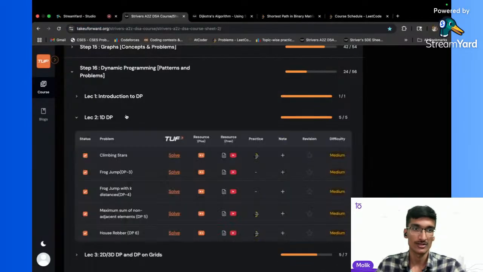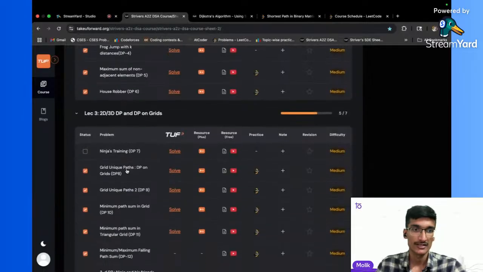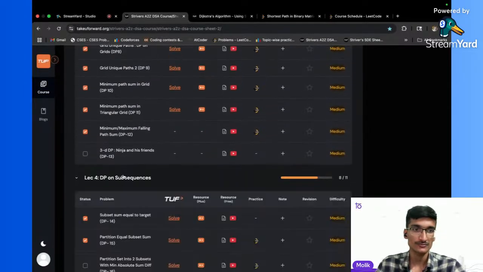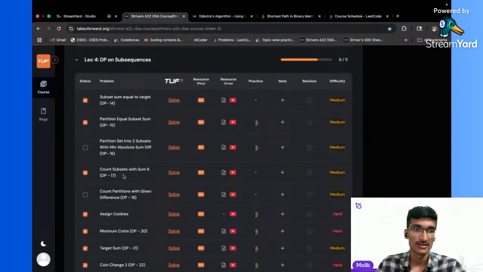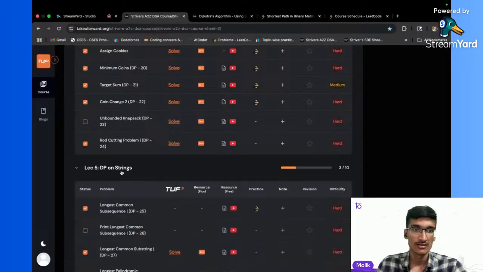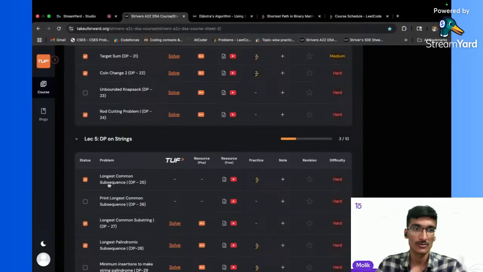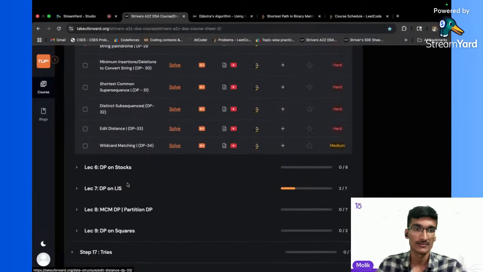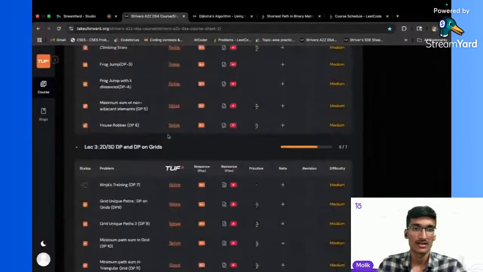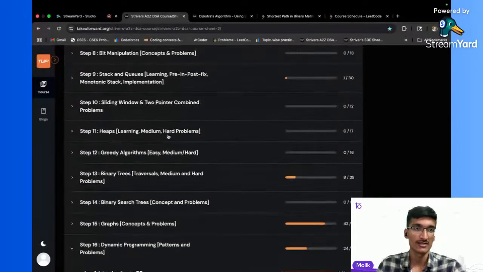You must have seen we talked about climbing stairs. In 2D DP, we talked about unique paths, subsequences. In strings, we talked about longest common subsequence. In LIS, we talked about longest increasing subsequence. So they are part of the pattern.